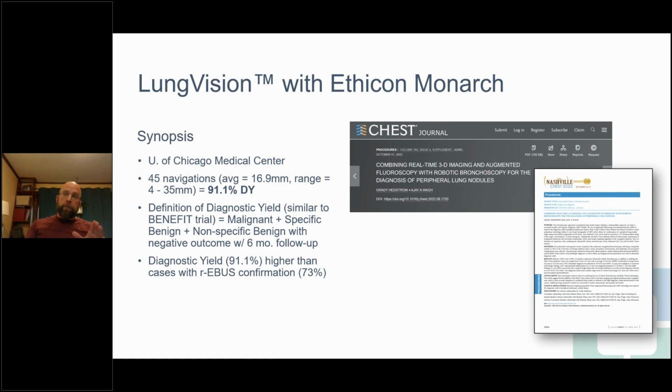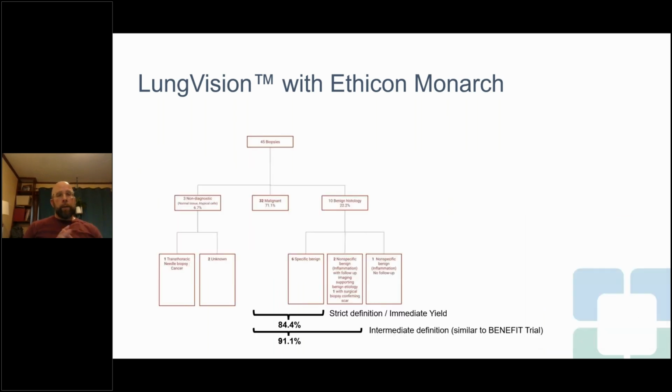So you have EBUS confirmation, or what more and more people are really going to is tool in lesion confirmation, and that's what you can get with this system. We'll break down what they had. So the 45 biopsies, right off the bat, 32 of them were malignant. So there's no question about those. And then they had 10 that had a benign histology.